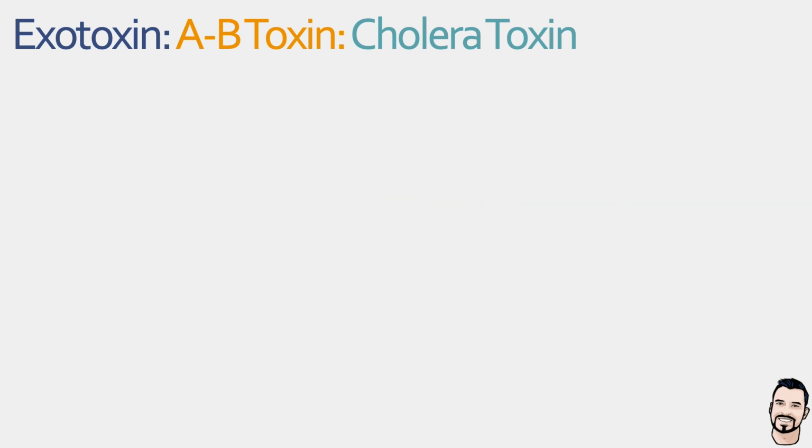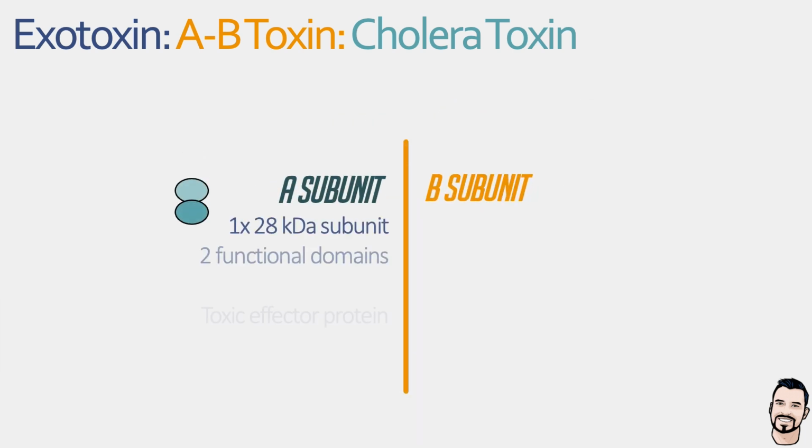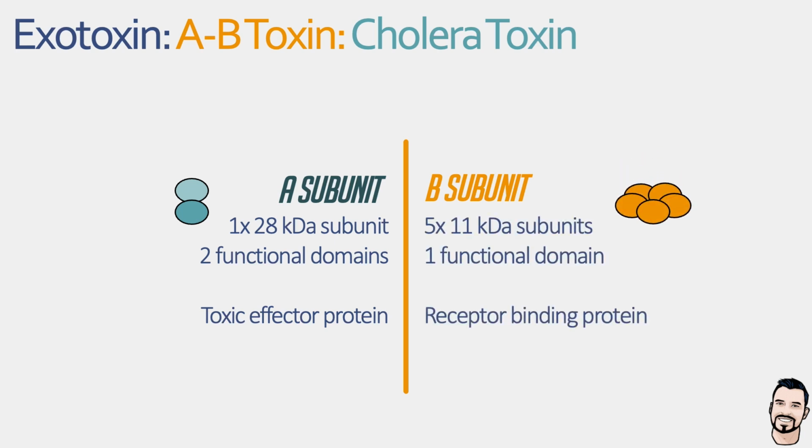And so the A subunit of the toxin is 28 kilodaltons in size and has two functional domains named A1 and A2, and this is obviously the toxic effector protein. Then on the flip side, we have the B subunit, which is composed of five 11 kilodalton subunits, each of which are identical with a single domain and associate with one another to form this pentameric ring structure, which is crucial to its function as a receptor-binding protein.